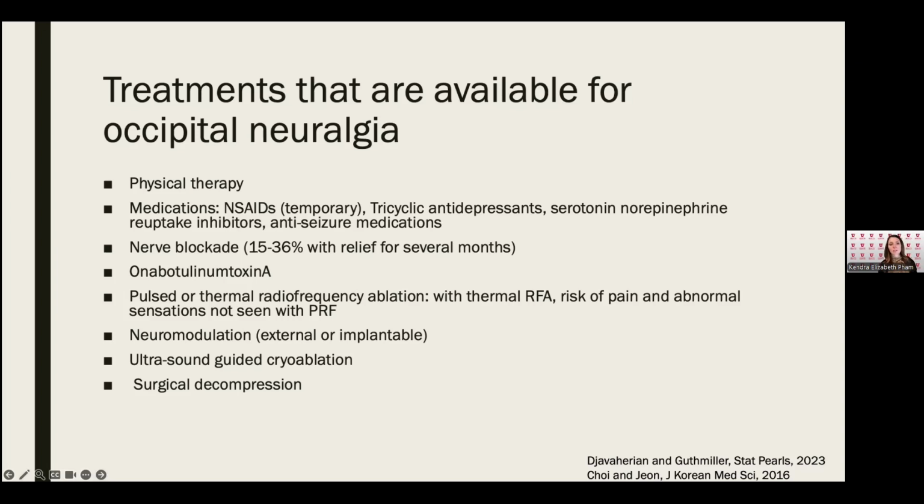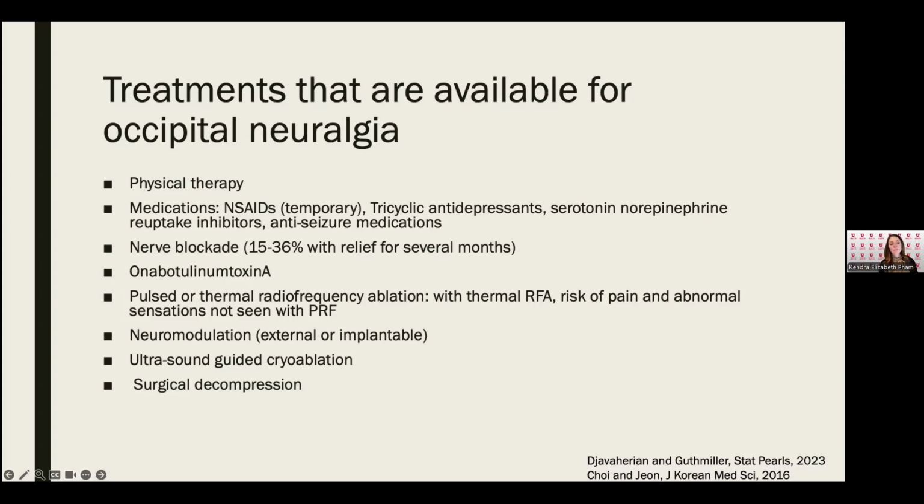And so, as we mentioned, that's part of the kind of diagnosis of occipital neuralgia, but it also can be used therapeutically. And some people only have benefit for the duration of the medication, but actually 15 to 36% of people that have had nerve block actually report having relief for several months. So it could be a good therapeutic medication for some.